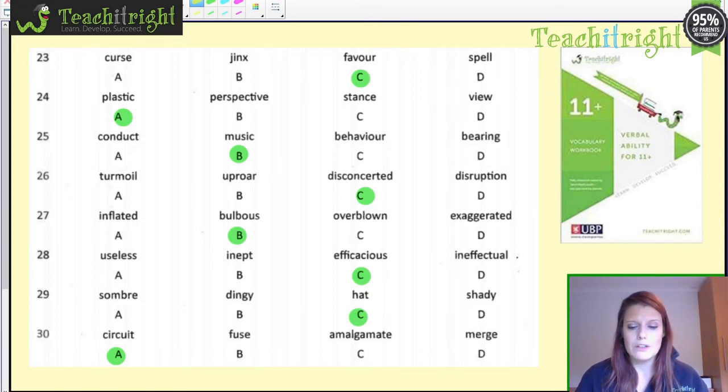And the other word I think you might not be familiar with is number 27. This is bulbous, and this means sort of a fat, bulging roundness. Disconcerted, I said that was uncomfortable, and the others mean confusion.